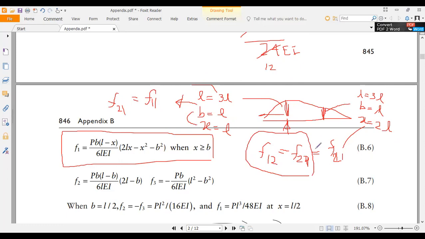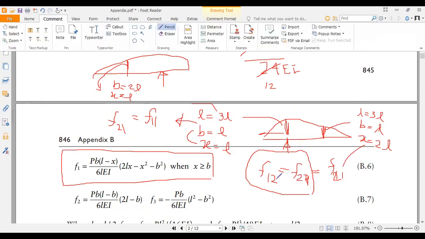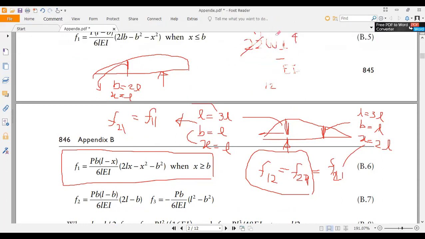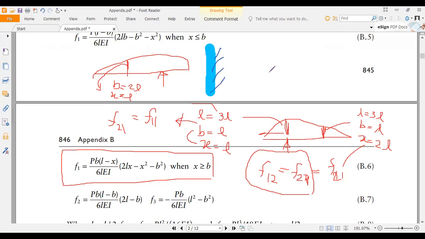But when you apply a load like this at the second coordinate, your B is 2L, and when you find here, your X is going to be L, which means X is less than B. So you can't use this equation. But how are we going to trick that? In such a case, if you know this theorem, you can take F12 equal to F21. But even without that, you can still do it. How? Just take the mirror image of this, right? Okay, mirror. And if you take the mirror image, what happens?